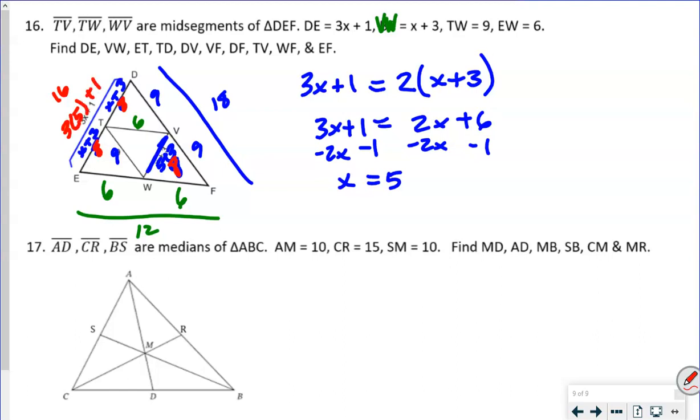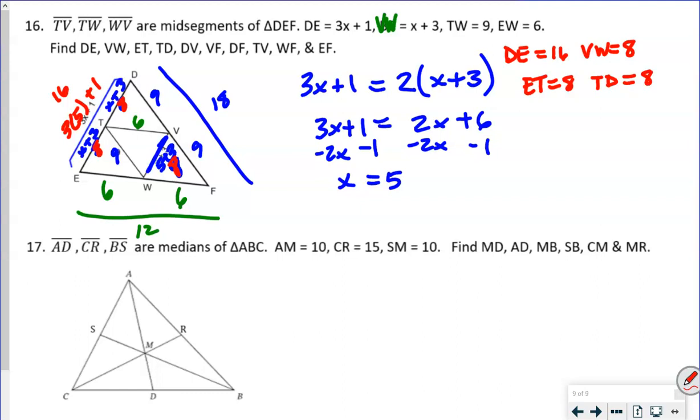So now you should know all of your lengths, right? So let's go ahead and write them over here. DE is 16. And then we've got VW is 8. And what was the other one? ET. ET is equal to 8. And DT, TD, is equal to 8, right? So all of those are related to each other, aren't they?